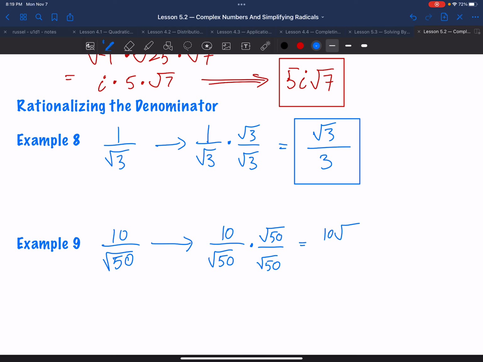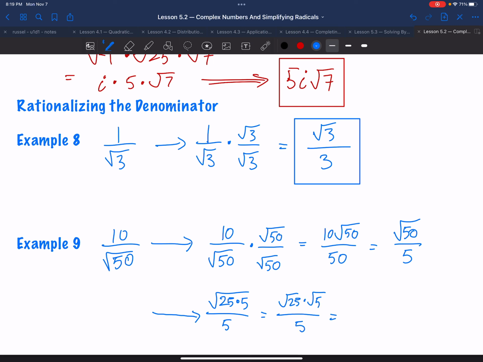So then the top is 10 root 50 over 50. But 10 over 50 can be reduced as 1/5. So this is like root 50 over 5, right? 1 root 50 over 5. But then root 50 is root 25 times 5 over 5, which is just root 25 times root 5 over 5, which is 5 root 5 over 5, which is root 5.